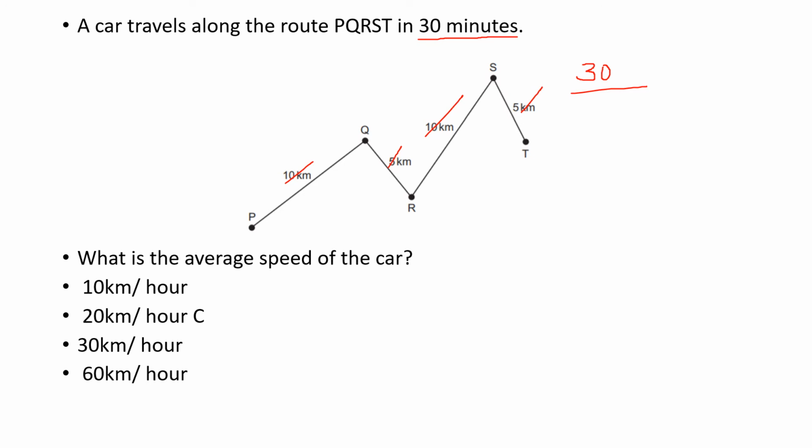But see, all options are in hour. So we have to convert this 30 minutes into hour. And we know that 30 minutes means half hour or 0.5. So these two will go here. So the answer will be 30 multiplied by 2. It is 60. The answer is 60, D.